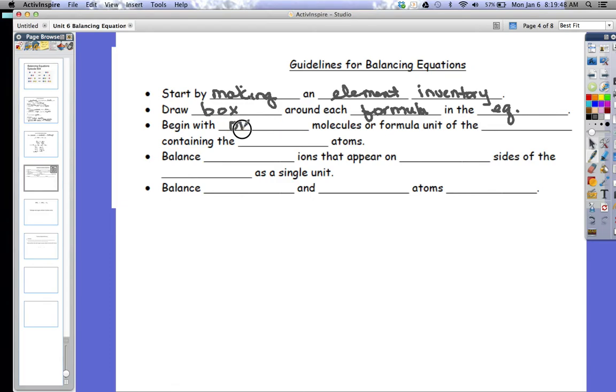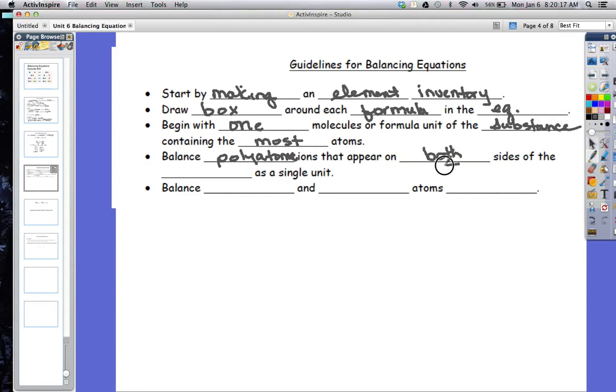And then you begin with one of the molecules or formula units of the substance containing the most atoms. And then we're going to balance any polyatomic ions that appear on both sides of the equation as a single unit. And then we're going to balance hydrogens and oxygens last.